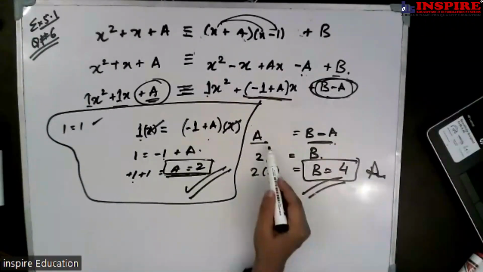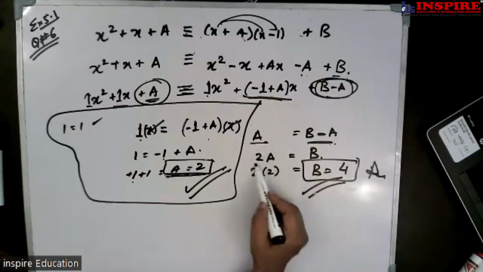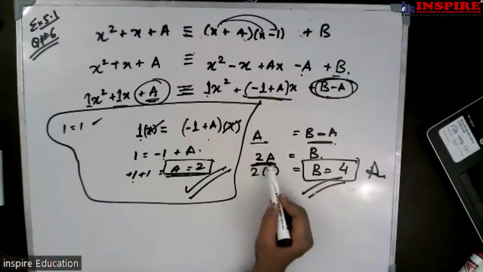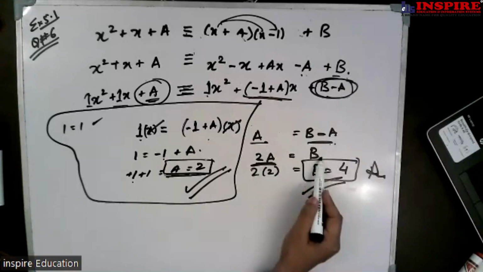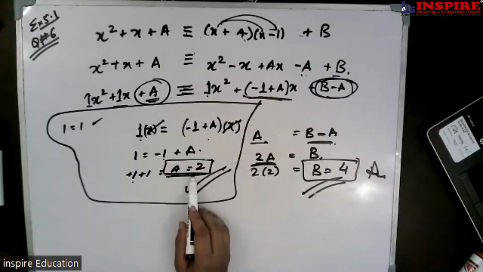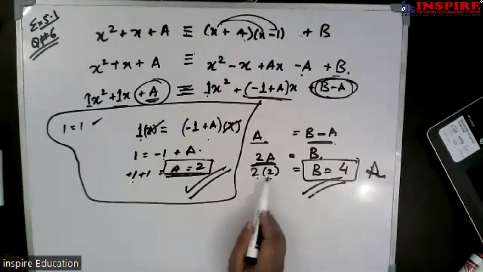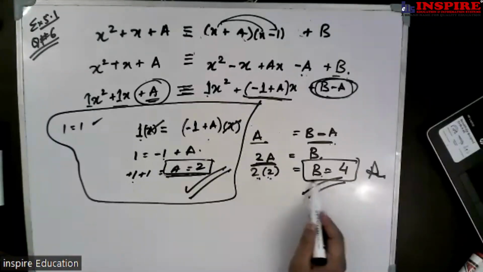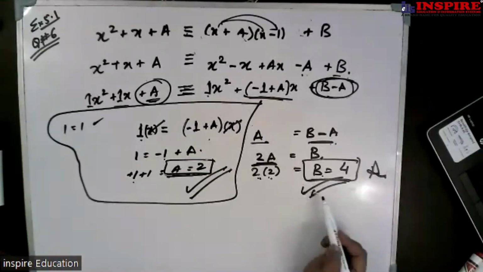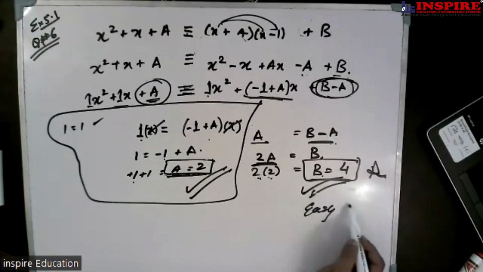So I say a is equal to b minus a. I send it on this side, it becomes a plus a, 2a is equal to b. Then I take this value of a as 2 and plug it here. 2 2s are 4, so b turns out to be 4. Was that tough? No, sir. I understood. Easy peasy, right?